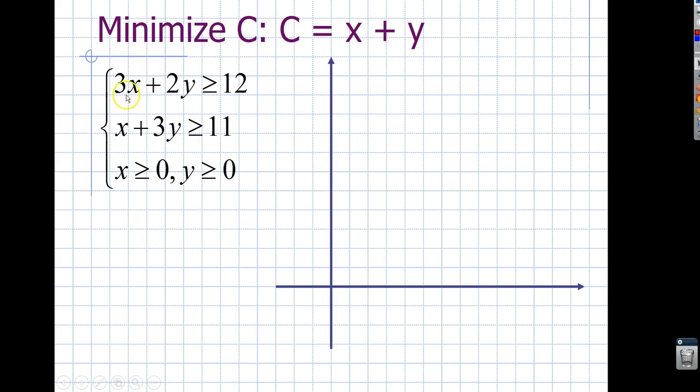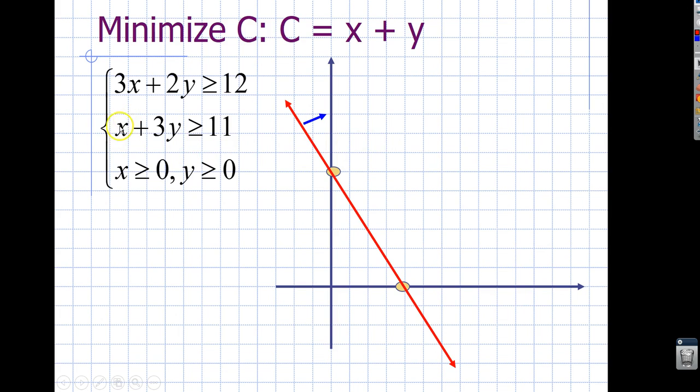So here, we need to graph these. Using intercepts is the easiest. If we let x equal 0, y is going to be 6. If we let y equal 0, x will be 4. So there's the first one. And it's greater than, so it's going to shade up.